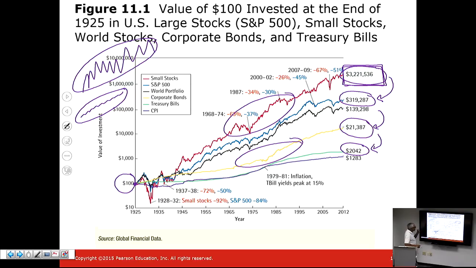How am I coming to that point? Because there is much more deviation, much more change in the value in the red compared to, let's say, the yellow. So that's how I'm concluding that the small cap stock is much more volatile than the corporate bond, for example.